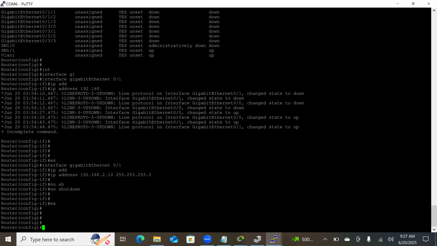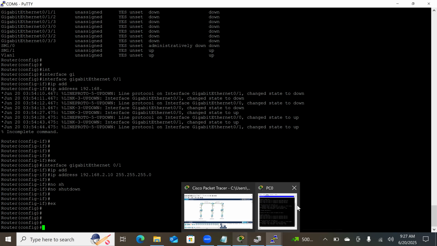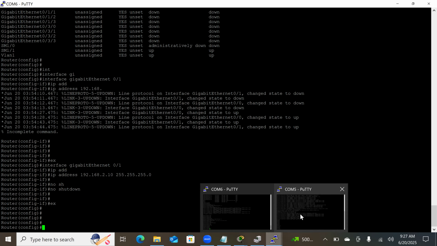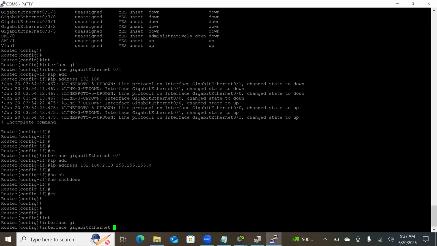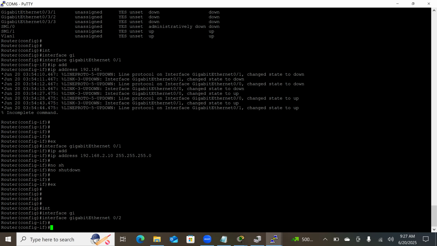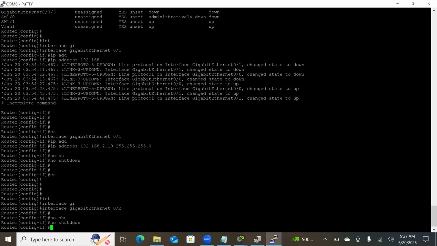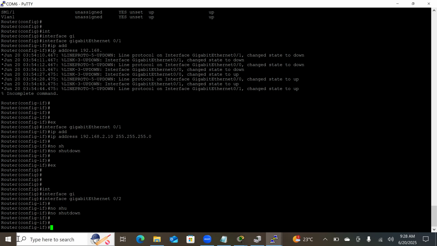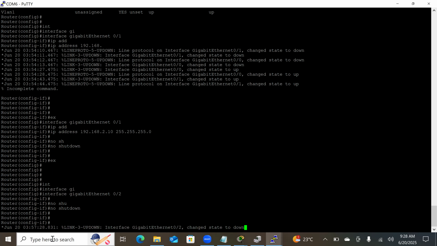Interface is also... Which interface? Same 0/0, 0/1, and 0/2. You are still in the same COM port 6, right? Yes, sir. So do one thing. Try to go to 0/2, in the 6th one. No shutdown. It stays down. Nothing is connected, right?